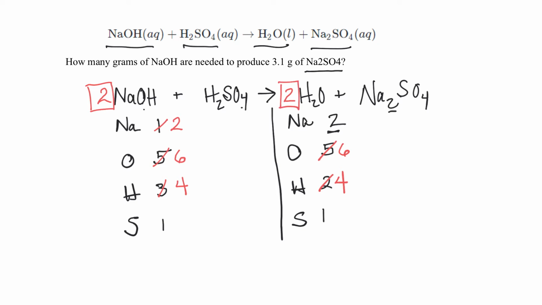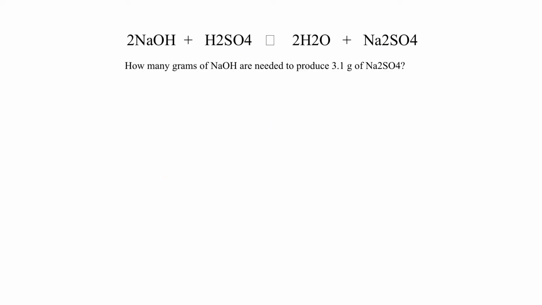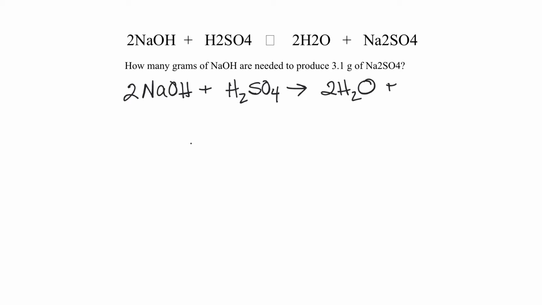And so now we can move on to the next step. You can see that the format didn't come out very well on this slide, so again, I'm just going to rewrite it. 2 NaOH plus H2SO4 produces, or yields, 2 H2O plus sodium sulfate.